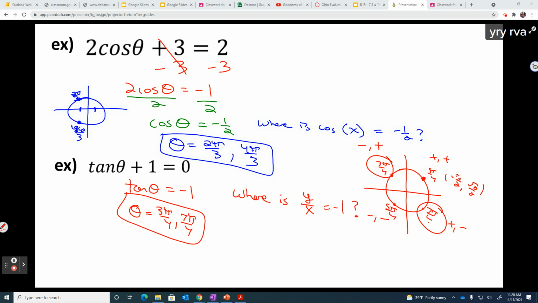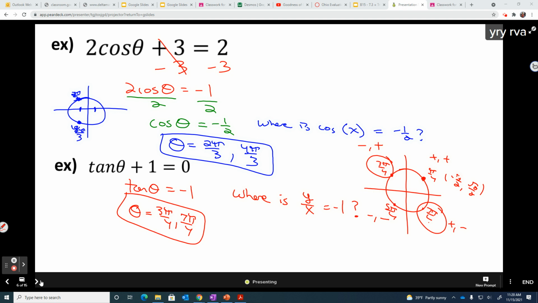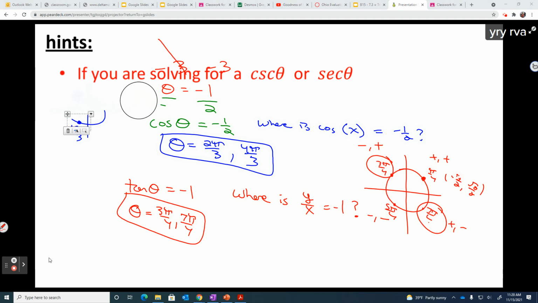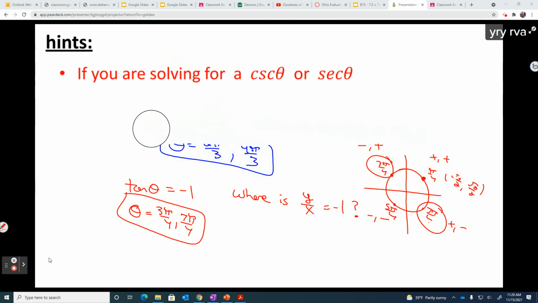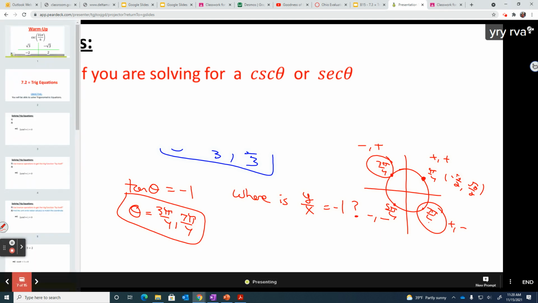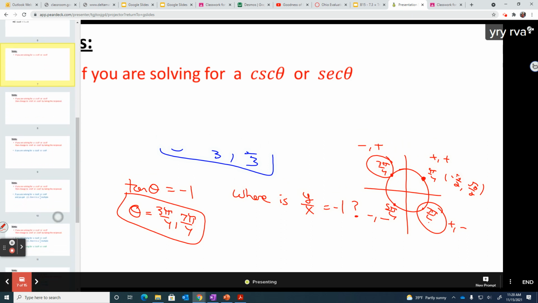Now it can get a little bit harder than this. I put some hints here that may help you a little bit, but it is a lot of writing, so if you don't want to write it, that's fine. But I'm going to show you here. We haven't got to any cosecants or secants yet, but we'll get to that really soon, and this hint will help you here. So if we're asked to solve for a cosecant or a secant, maybe we'll skip ahead here a second and show you one. Let's go back.